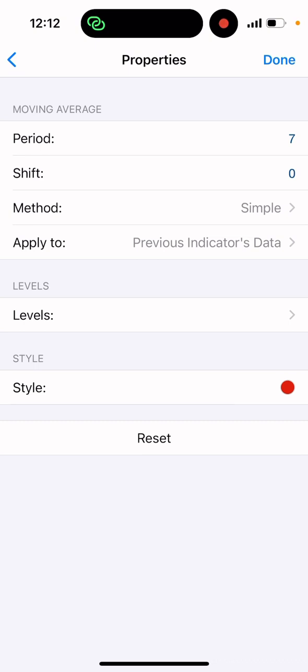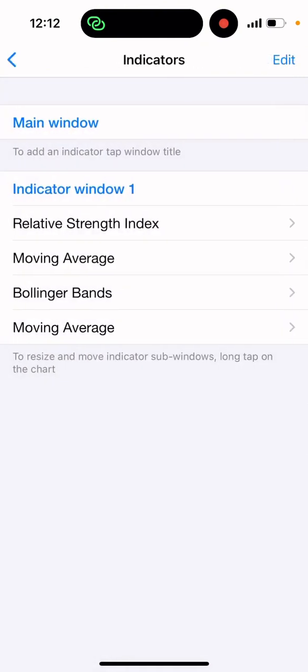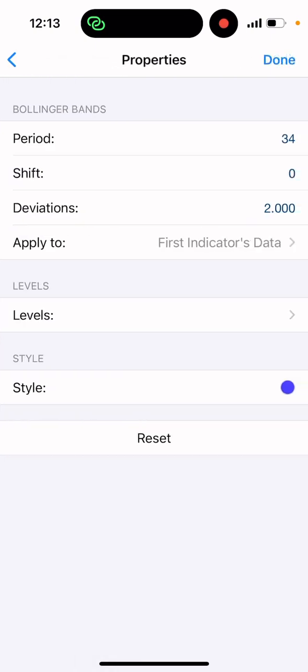Then for the level, there should be no level. The style color should be red. You should do it the way I do mine. Then you add the Bollinger Bands. When adding the Bollinger Bands, you should click on indicator window 1. Don't click on main chart. We aren't adding it to our main chart, we are adding it to indicator window 1. So you click on indicator window 1, search for Bollinger Bands, and add it.